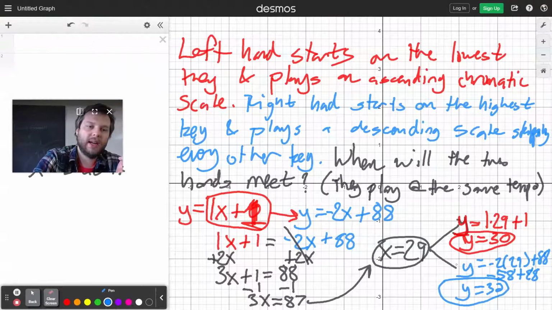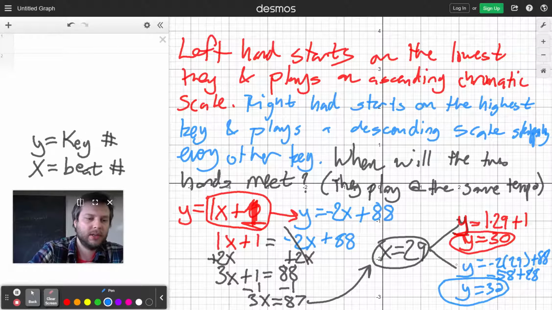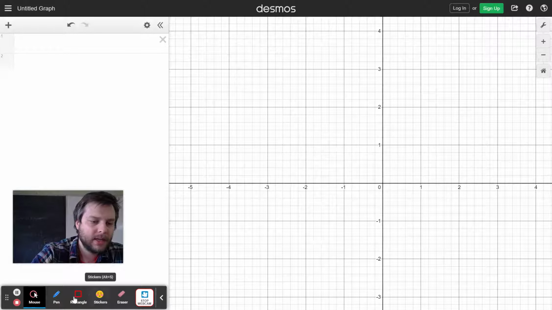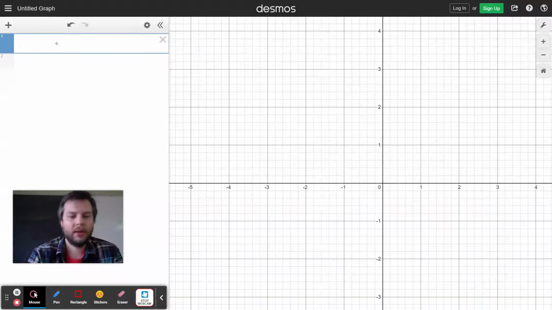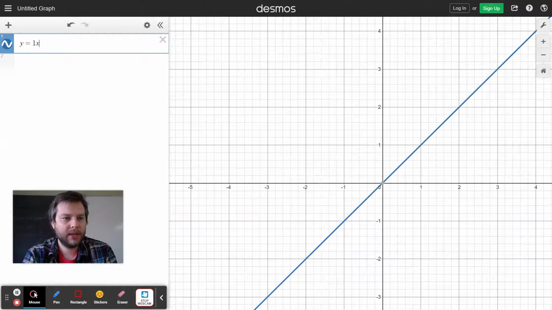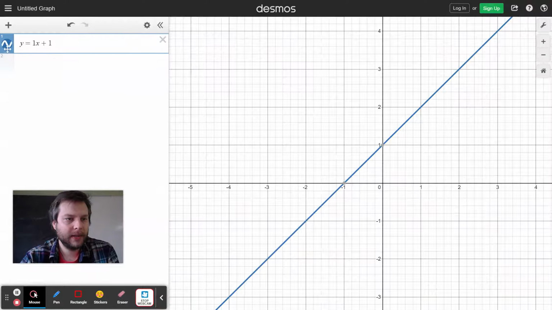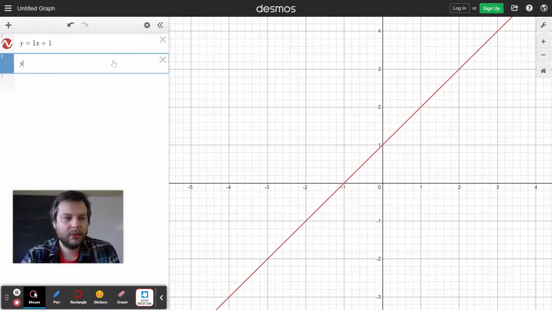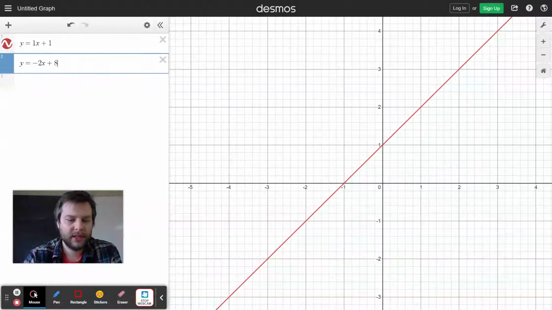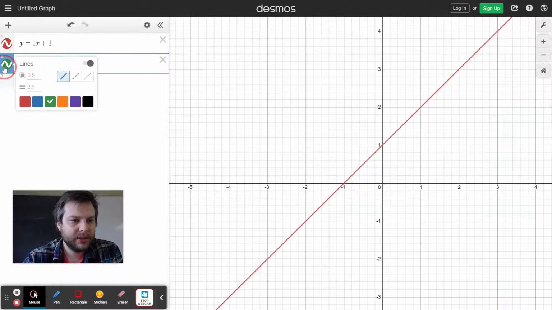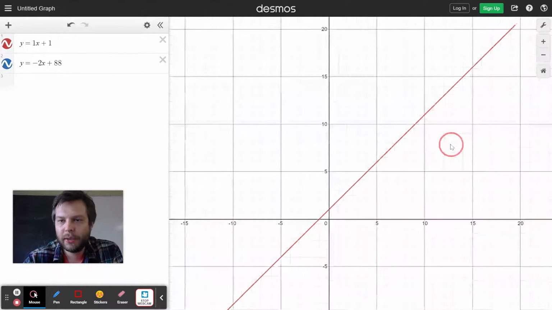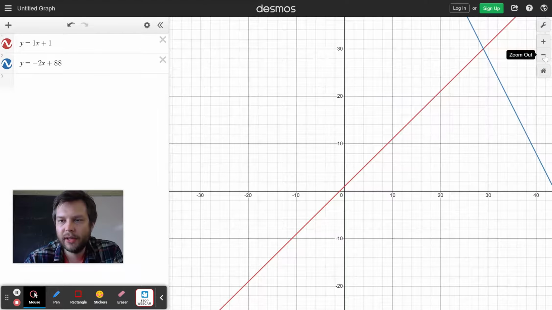You should also graph your solution. So I'm going to go back up here, and oops, I didn't mean to delete that, but that's okay, we'll make it work. The red equation was y equals 1x plus 1. Go ahead and make that red so it matches up with what we had before. And the blue equation was y equals negative 2x plus 88. Make that blue so it matches up with what we had before. You can't see them both right now. I need to zoom out because the scale was too far zoomed in.